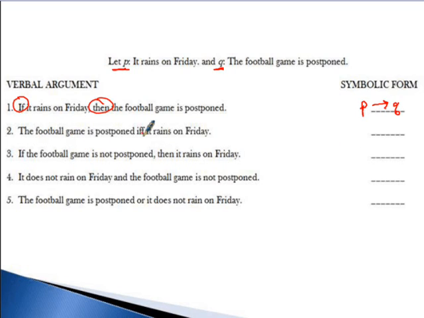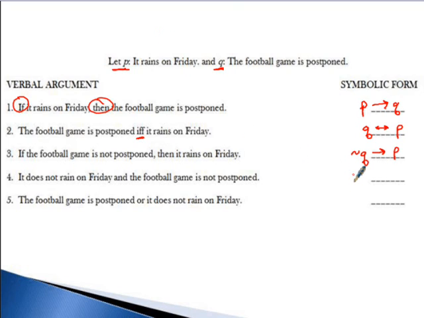The football game is postponed if and only if it rains on Friday. So this time they put the Q first. The football game is postponed. So let's do Q, because the order matters in almost everything we do in geometry. An arrow going in both directions, and then a P. All right. Go ahead and pause the video here. See if you can do the other three yourself, and then unpause the video and check your answers against mine. Okay. Pause the video now.